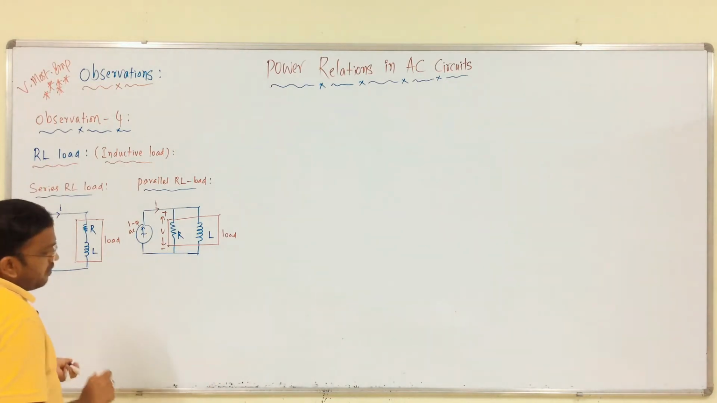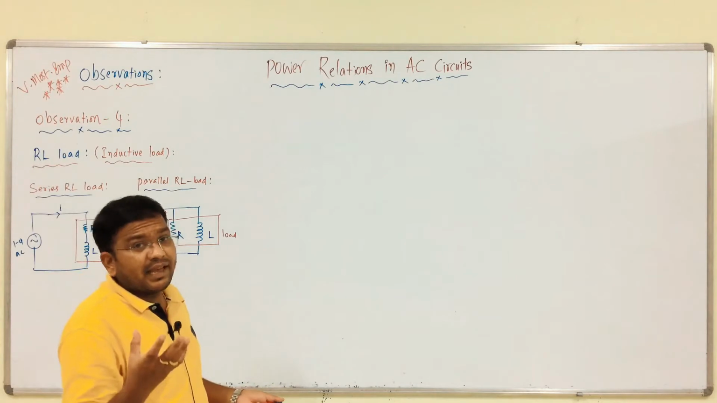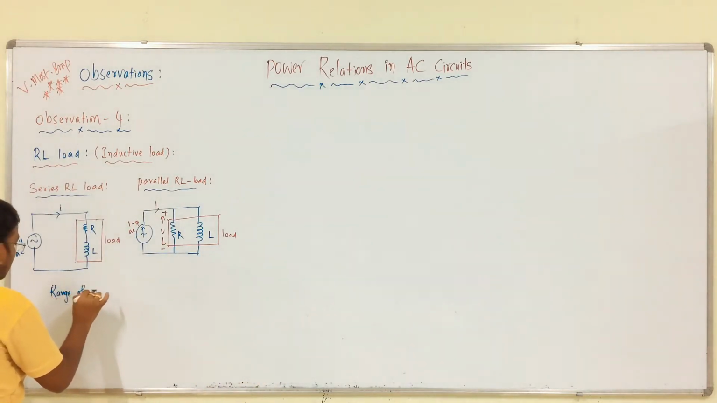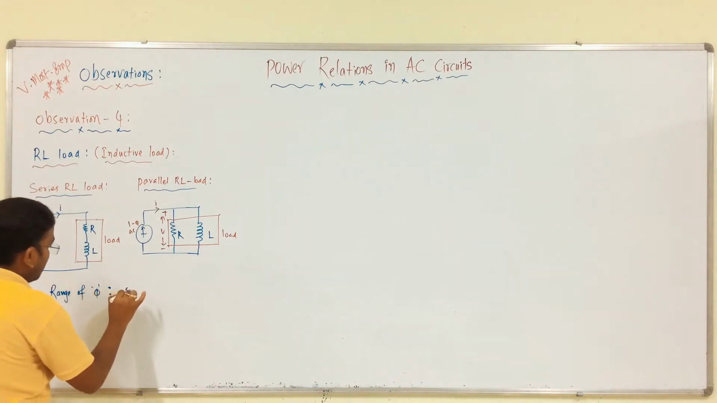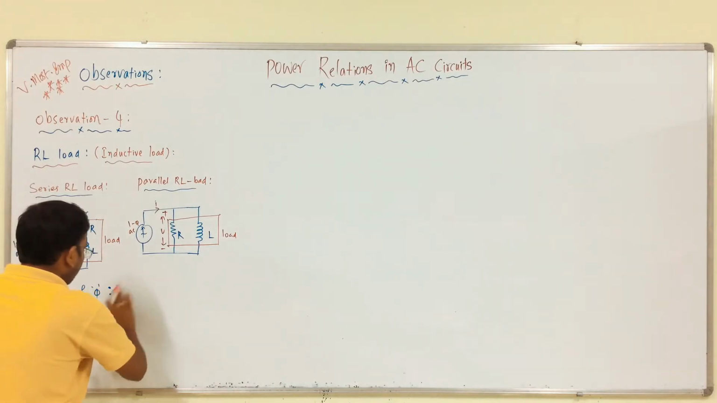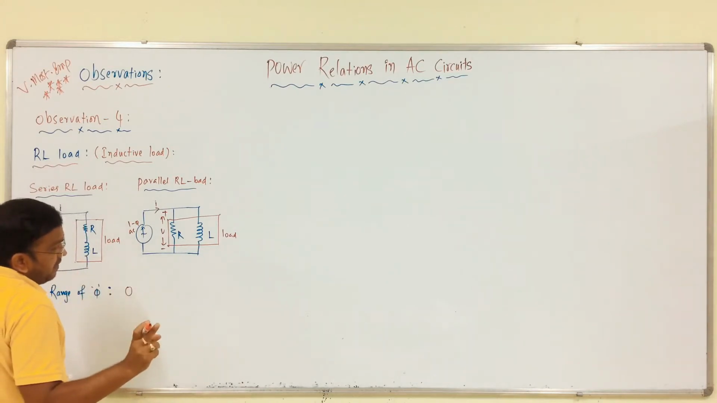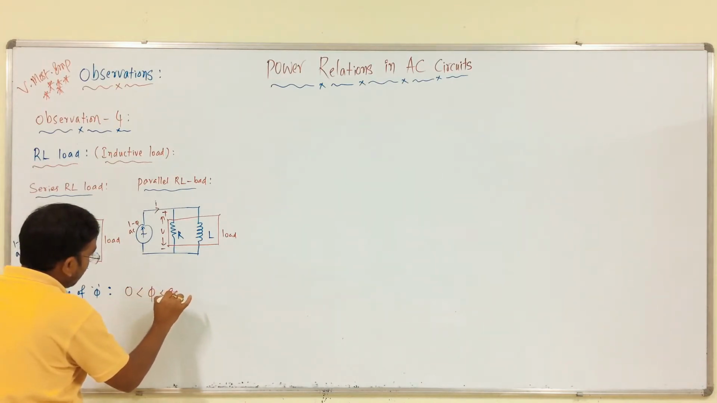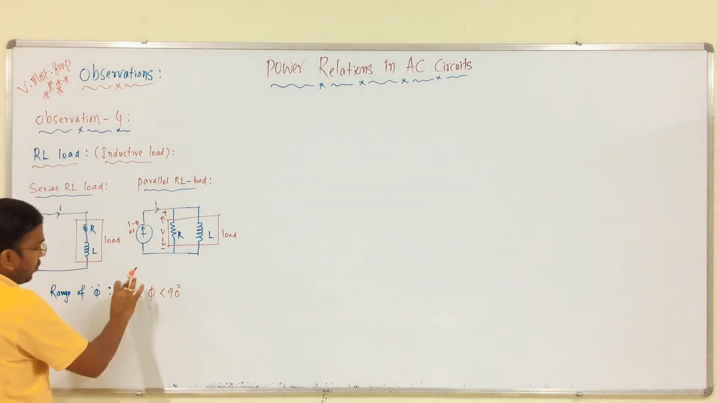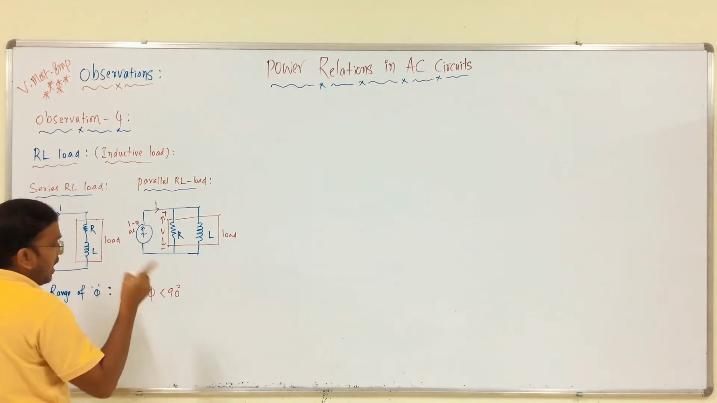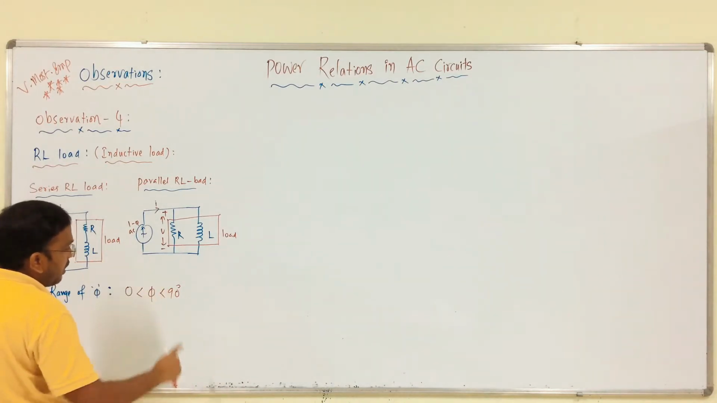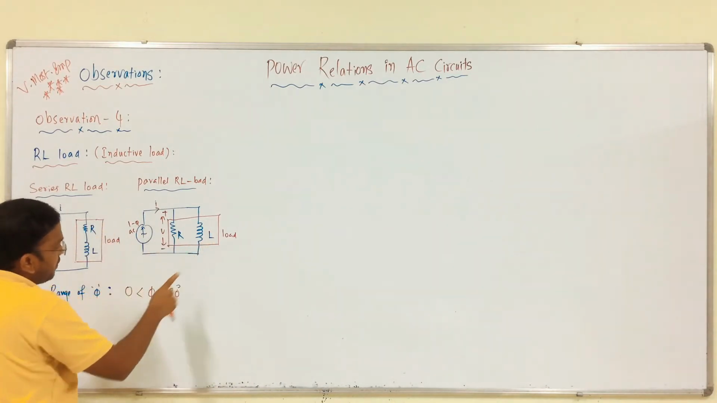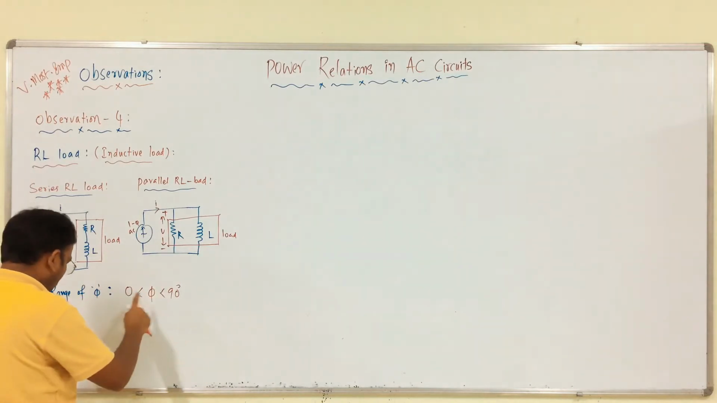So, in case of inductive load, what is the range of phase angle? Range of phi is not equal to 0 and not equal to 90, it lies between 0 and 90. If it is a pure resistive circuit, it should be equal to 0, or if it is a pure inductive or capacitive circuit, it should be equal to 90. But here we have the combination of R and L, therefore the phase angle lies between 0 and 90.